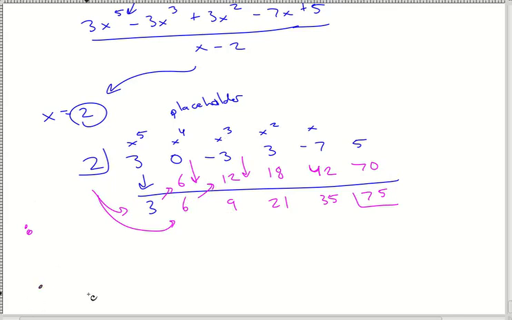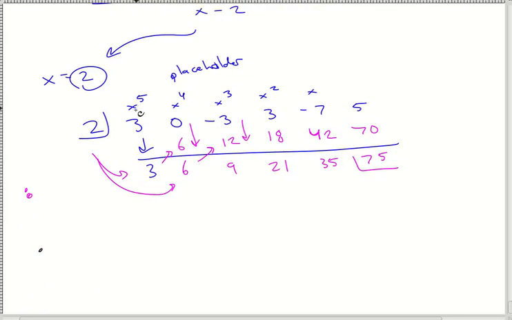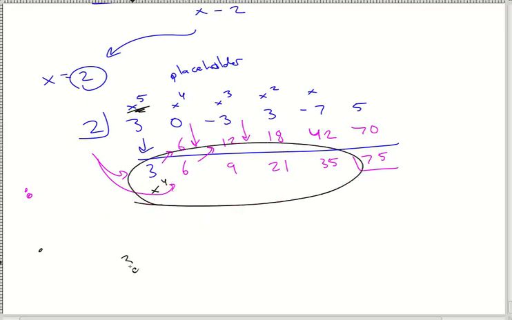And let's write out my final answer. This was x to the fifth, now it's x to the fourth. And so 3x to the fourth plus 6x cubed plus 9x squared plus 21x plus 35. And this is where it gets interesting. Plus the 75 over the x minus 2.